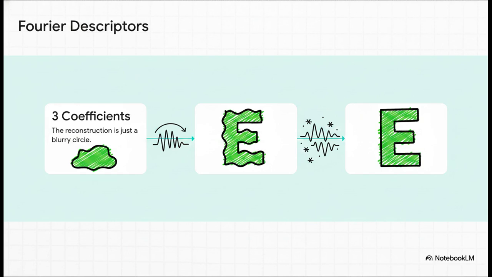We start with the outline of our letter E. Now, look what happens when we use just a few Fourier coefficients, which are really just numbers that describe the simplest, biggest waves. We get a blurry blob. Not very helpful. But watch. As we start adding in more and more coefficients describing finer and finer waves, the recognizable shape of the E just emerges from the blur. This is amazing. We've basically rebuilt the object using just a handful of frequency values instead of thousands of pixels.